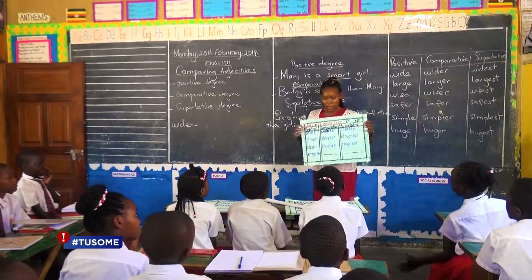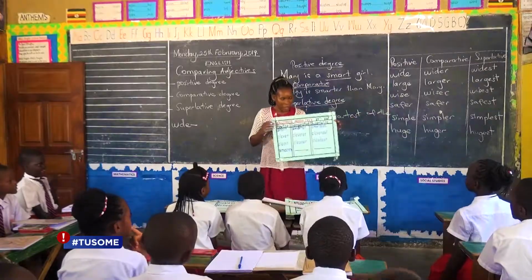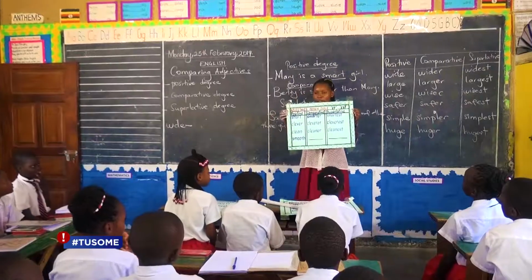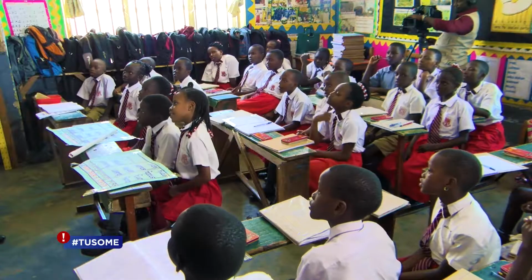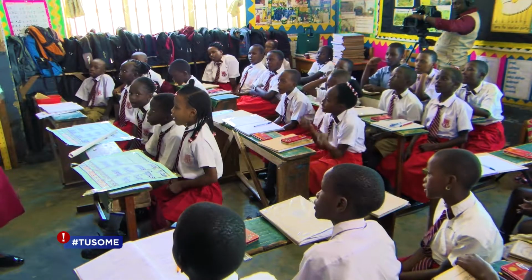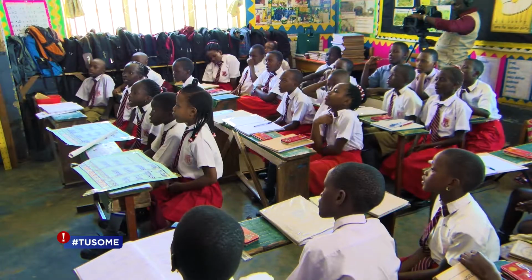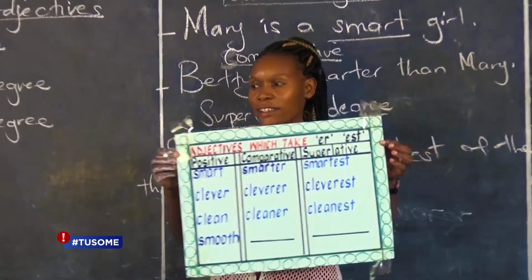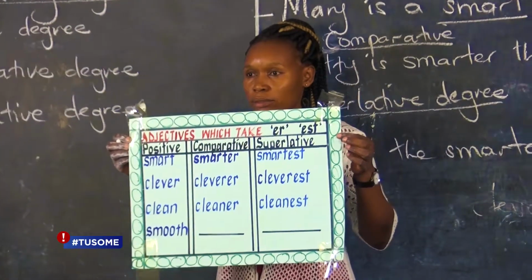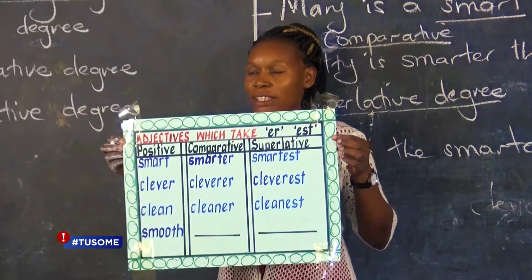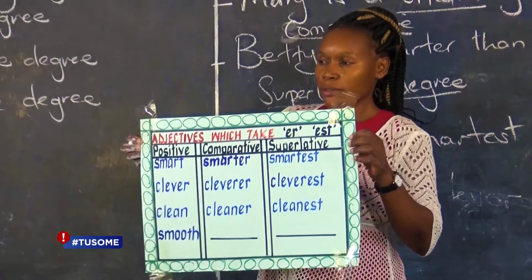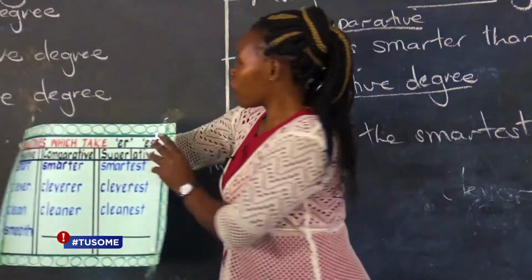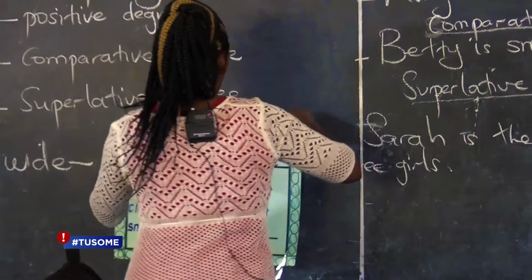These are the adjectives. Can you read them? We have? Smart, smarter, smartest. Very good. Another one? Clever, cleverer, cleverest. Another one? Clean, cleaner, cleanest. The next? Smooth, smoother, smoothest. Then, okay. You are going to add on yours.